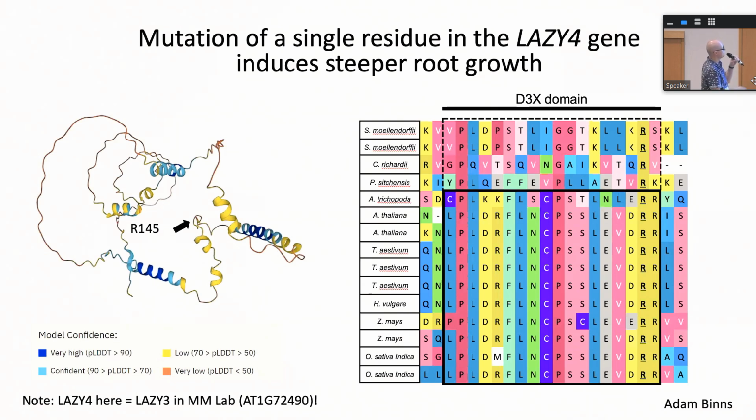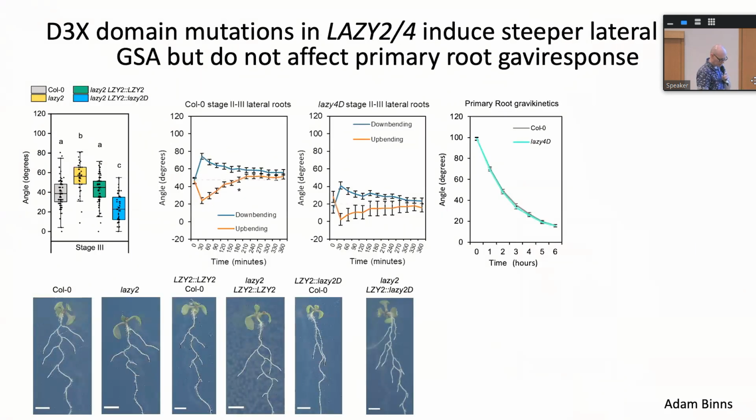And here's an AlphaFold2 model of lazy, not showing really very much because it's largely intrinsically disordered, but this is where our mutation is. And it's got some interesting phenotypes. I should say that we worked an awful lot with lazy2 just because it's slightly easier to work with. If we introduce the same mutation into the lazy2 background, then we get this same phenotype.